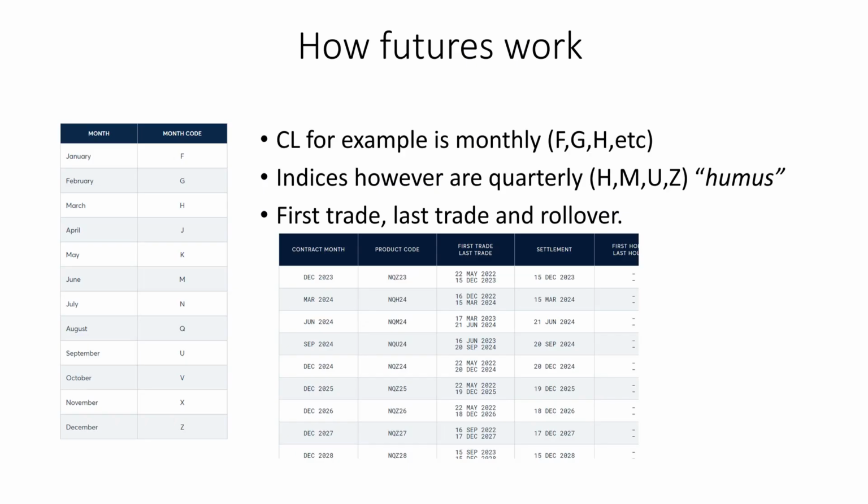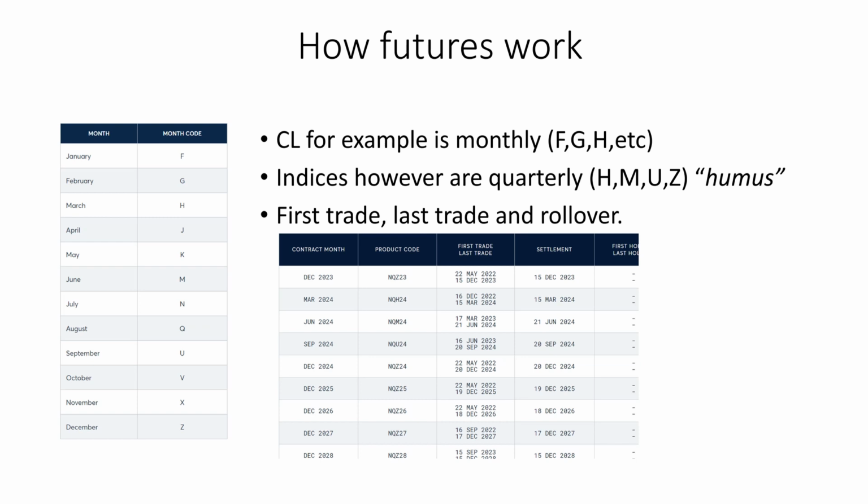Futures work by every month having a specific letter or code. CL, for example, oil futures, trade on a monthly basis. So you'll see F, G, H, J, K as each month goes on. That letter will change and that rollover will happen once a month. But with indices, those are quarterly. So you get H, M, U, Z. On the left there is your month code.